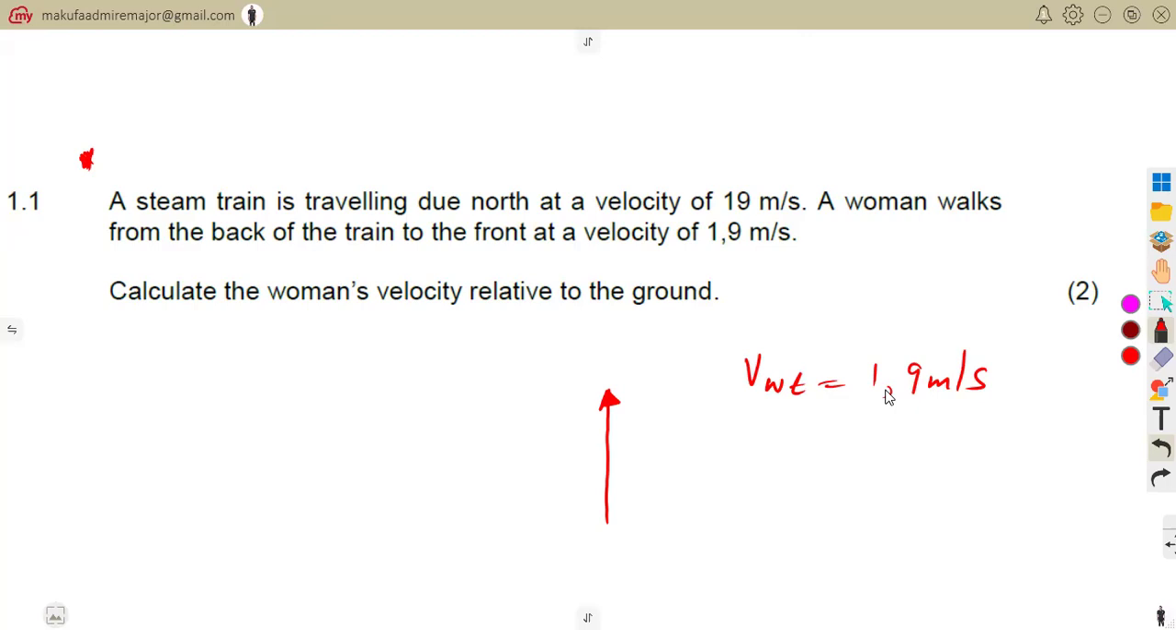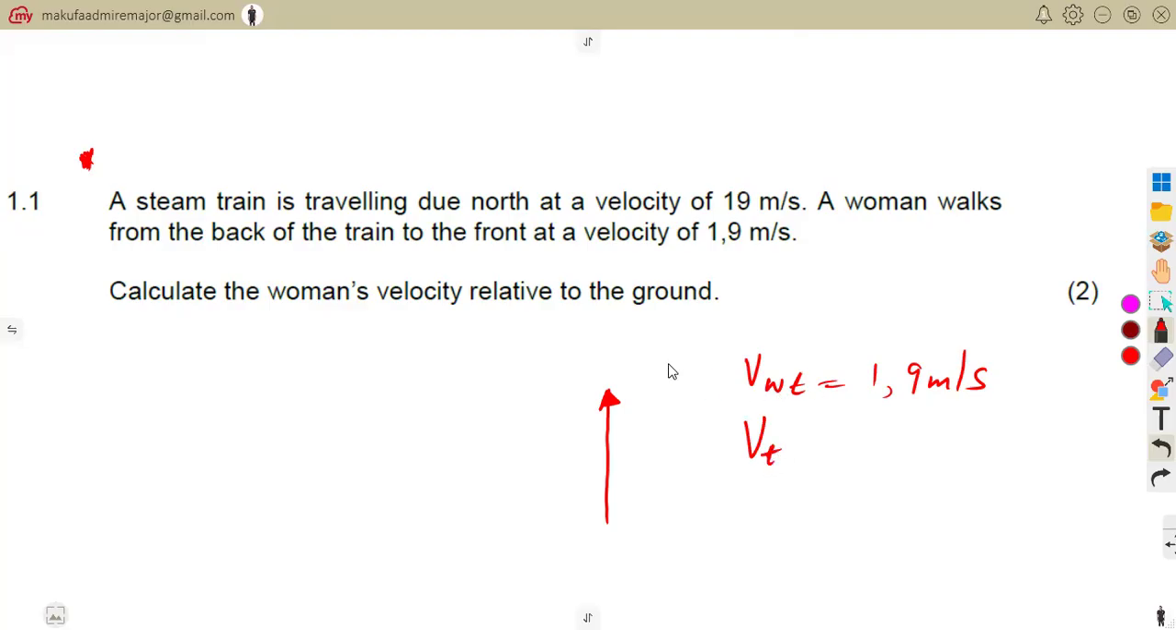Okay, so the key words that I've highlighted are that she was moving from the back to the front. So she's moving forward. That's why I initially picked positive. And for the train, the reason why I picked positive is because north is always represented as positive, just like that.